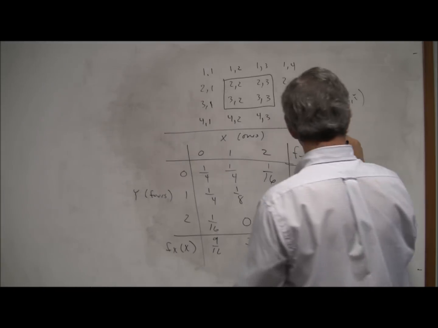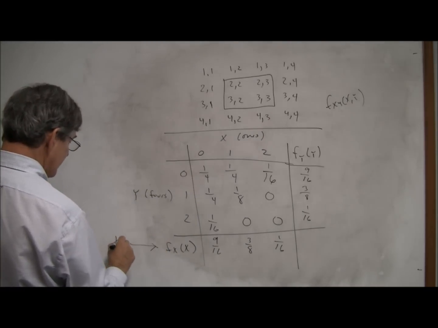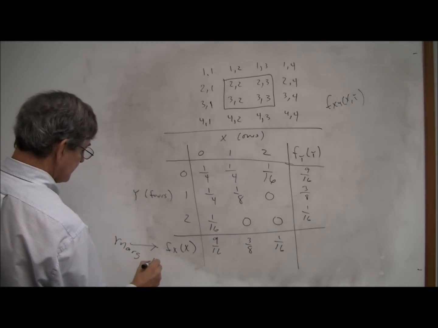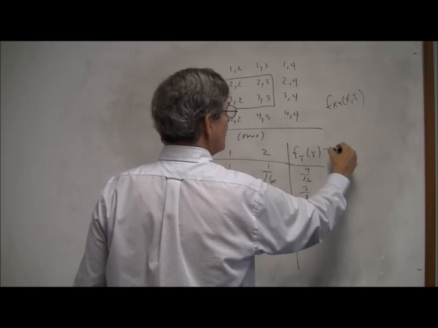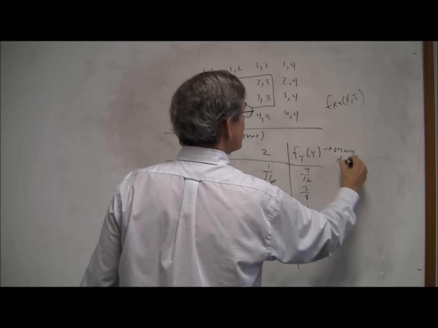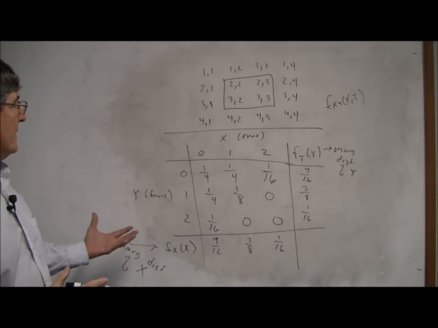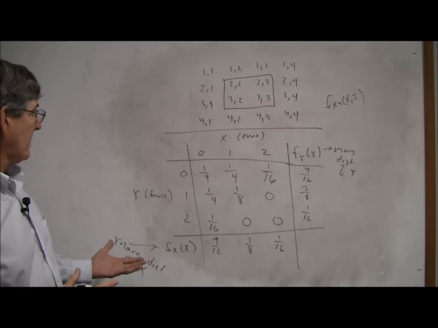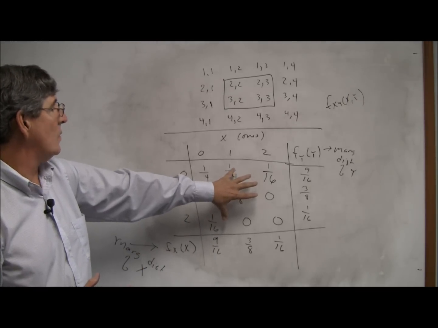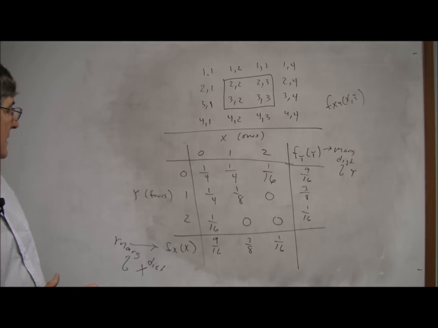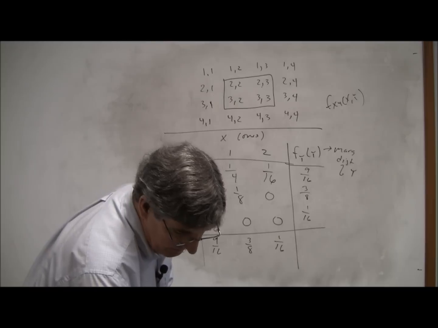So these things are called the marginal distributions. This is the marginal distribution of x. And this is the marginal distribution of y. So you can get the marginals from the bivariate distribution. This is the distribution of x and y together. Okay? That's the terminology that we're interested in.